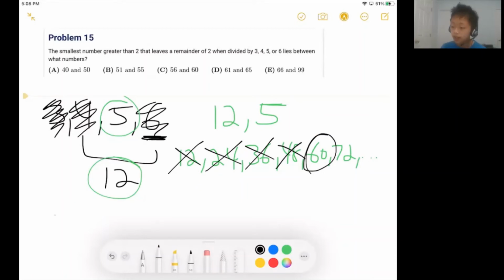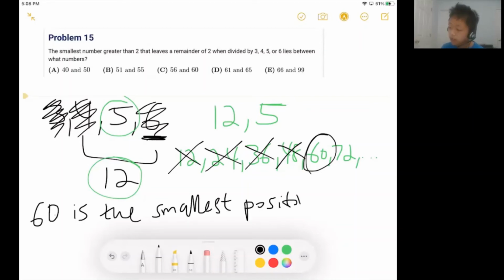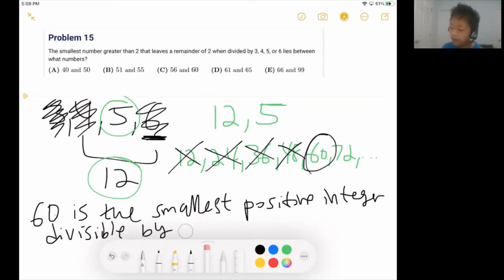So that tells us 60 is the smallest positive integer divisible by 3, 4, 5, and 6, which is what we wanted. Again, we should read the problem carefully, because you can't just say, oh, 60 is the smallest, and choice C contains the interval 56 to 60, so you might pick choice C and move on.